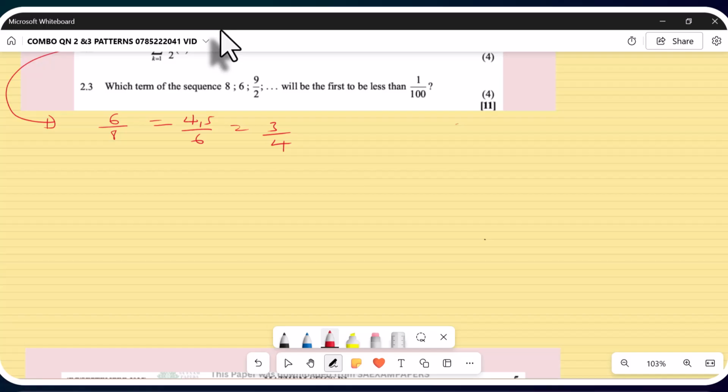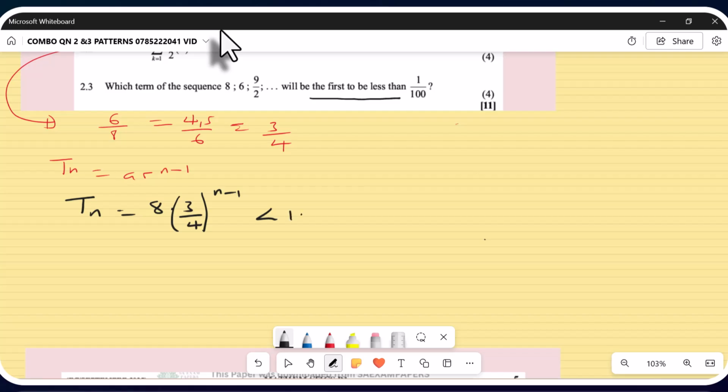Now our Tn for a geometric sequence is given by Tn equals A R power n minus 1. In this particular case, because we want the first term of the sequence to be less than 1 over 100, we look for our Tn. If we substitute, our A is 8, then R is 3 over 4, power n minus 1, and this will be less than 1 over 100.